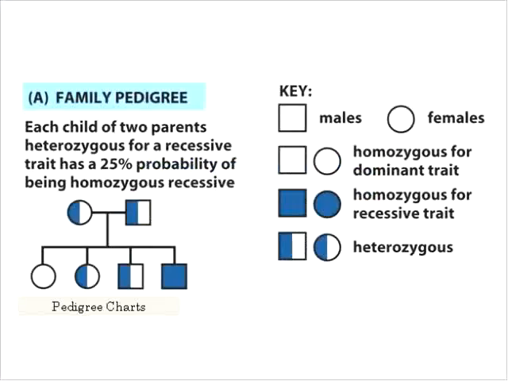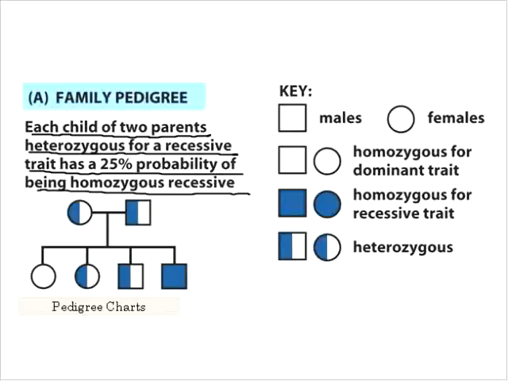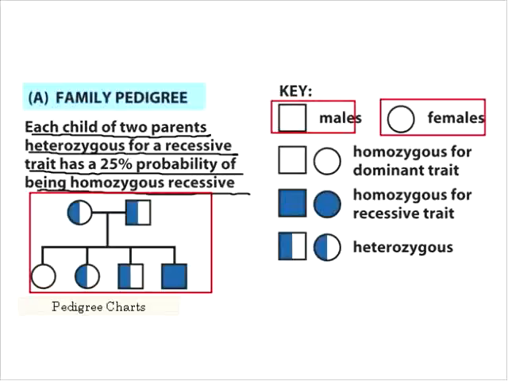Remember, each child of two parents that are heterozygous for a recessive trait has a 25% probability of being homozygous recessive. You would have gone over that concept in Mendelian genetics. The pedigree chart is simply a way of diagramming that out. And remember, typically males are squares, females are circles.